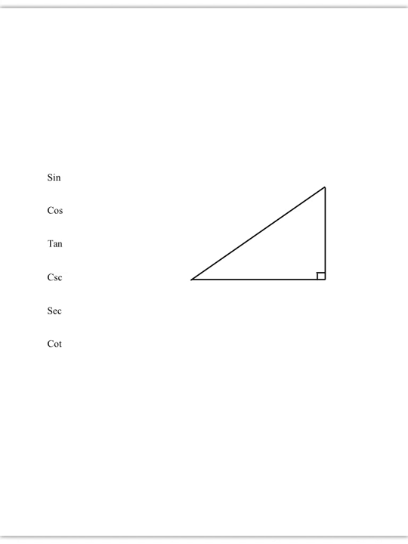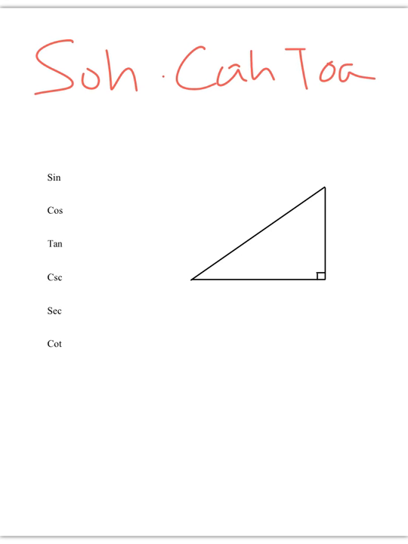Let's review one thing real quick. You should remember that back in geometry you learned SOHCAHTOA, which helps us remember our sine, cosine, and tangent trigonometric functions. Sine is always opposite over hypotenuse. Cosine is adjacent over hypotenuse, and tangent is opposite over adjacent.